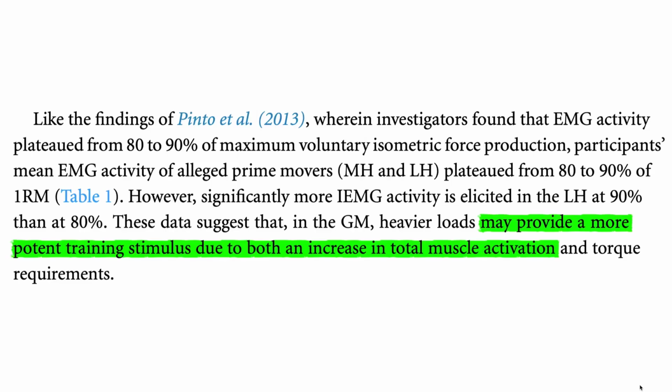So if you look through the exercise and sports science literature, you'll see claims like this all the time. They're acute surface EMG studies, and they'll compare exercises and loads, so on and so forth. And in this study, the authors had in the discussion, heavier loads may provide a more potent training stimulus due to both an increase in total muscle activation and torque requirements. So the logic here is because, in part, EMG amplitude was greater, that heavier loads will provide a more potent training stimulus.